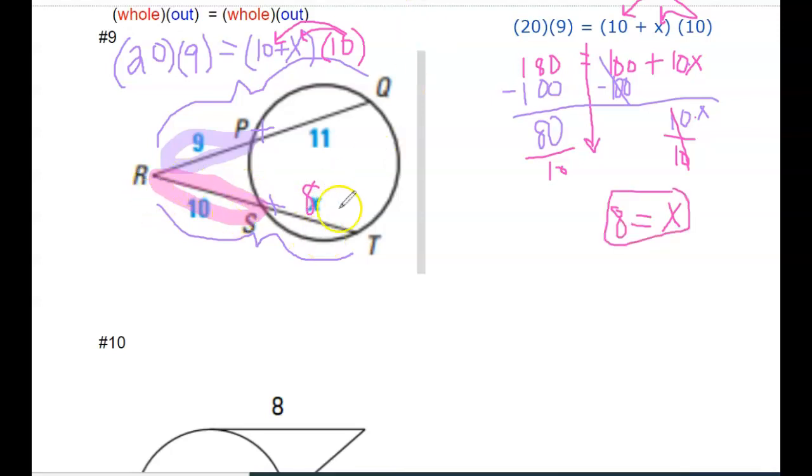Then 10 plus 8 is 18. So 18 times 10 is 180. Yep, and it's the same thing. 20 times 9 is 180, and 18 times 10 is 180, so the theorem works out.